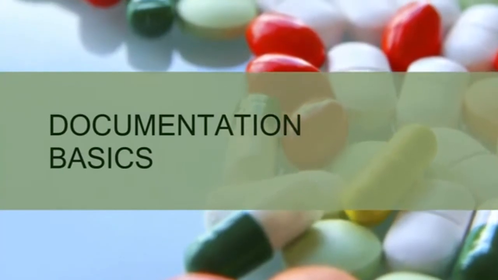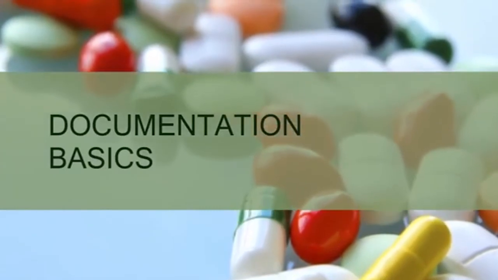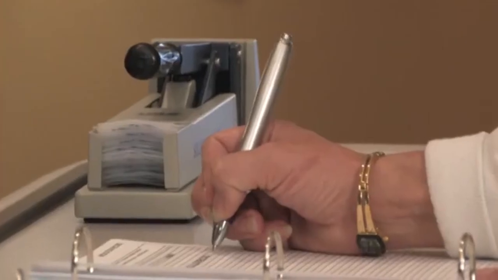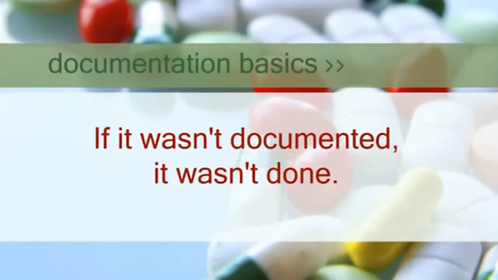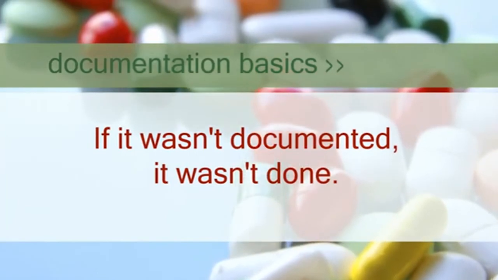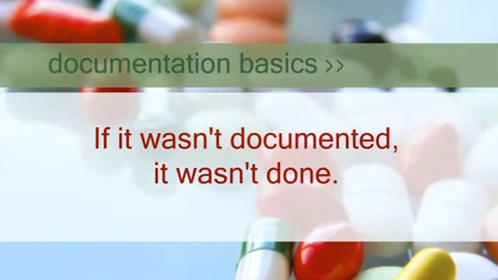In addition to the forms that we've already discussed, a good med-aid needs to be familiar with some documentation basics. The first and foremost rule of documentation in any assisted living facility is if it wasn't documented, it wasn't done. In other words, you need to document all aspects of care provided according to your state regulations and facility policies. It's not enough to say you gave a medication to a resident if you didn't document that it was given. It's not enough to say you called the physician for instructions if you didn't document the conversation.